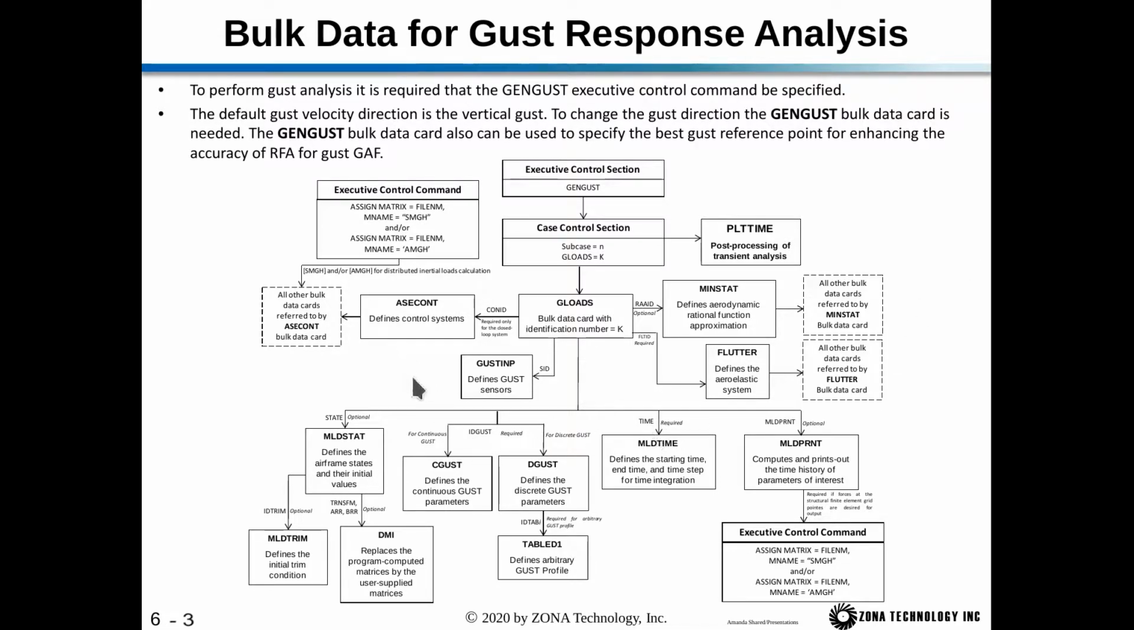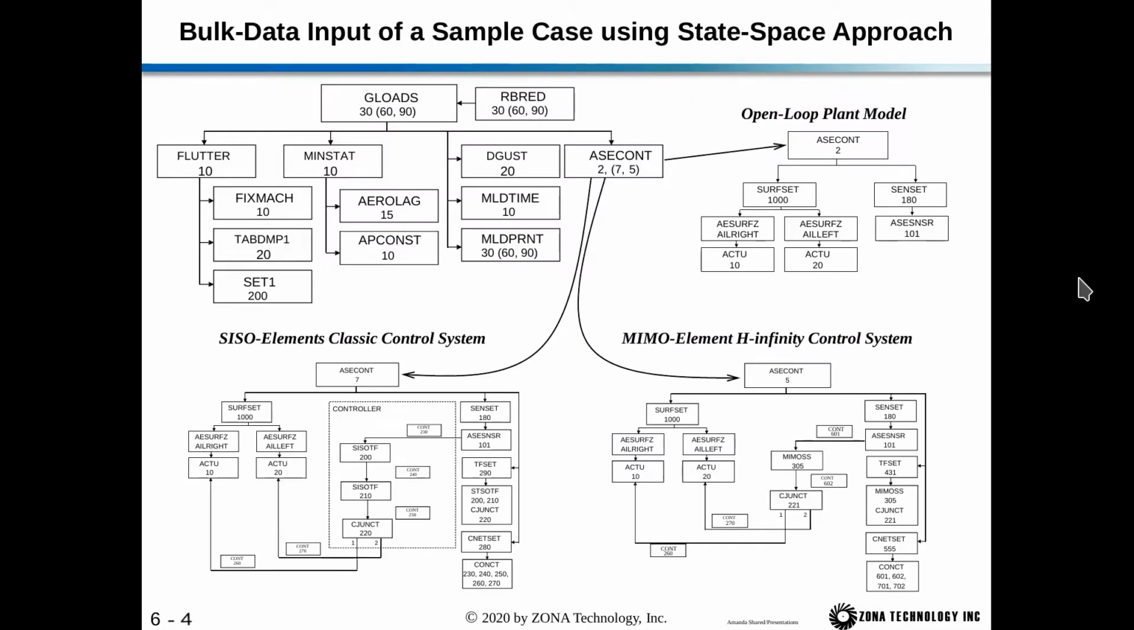And we've seen most of these other bulk data cards. The new cards we'll talk about here in this section are the C-Gust and D-Gust cards. Okay, so here's an example using a state space approach.